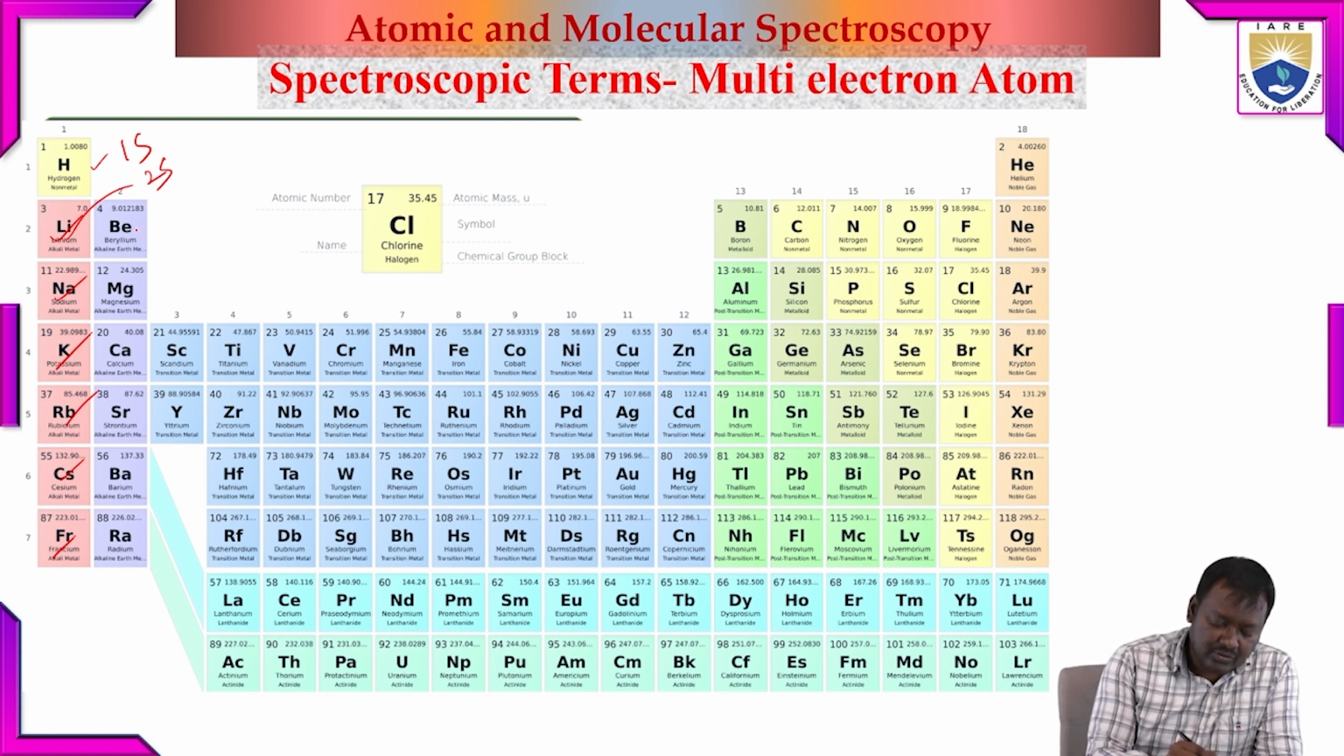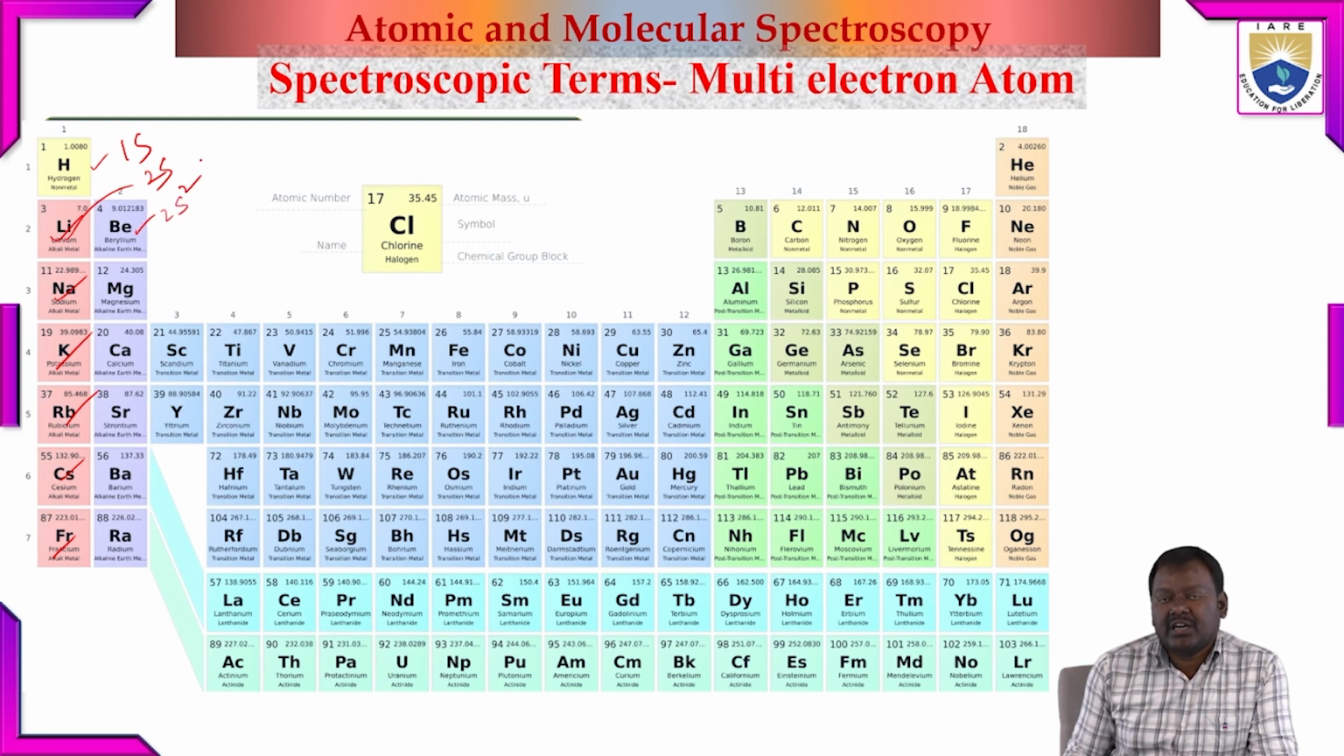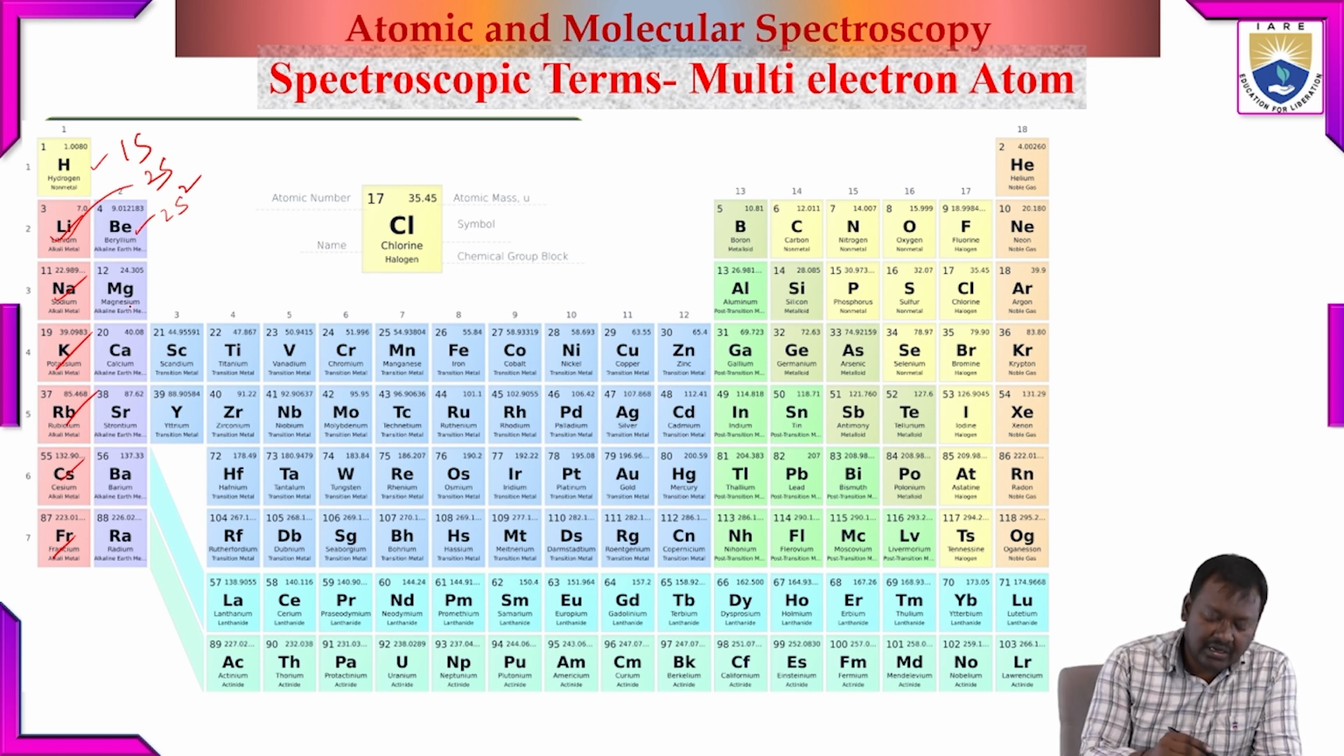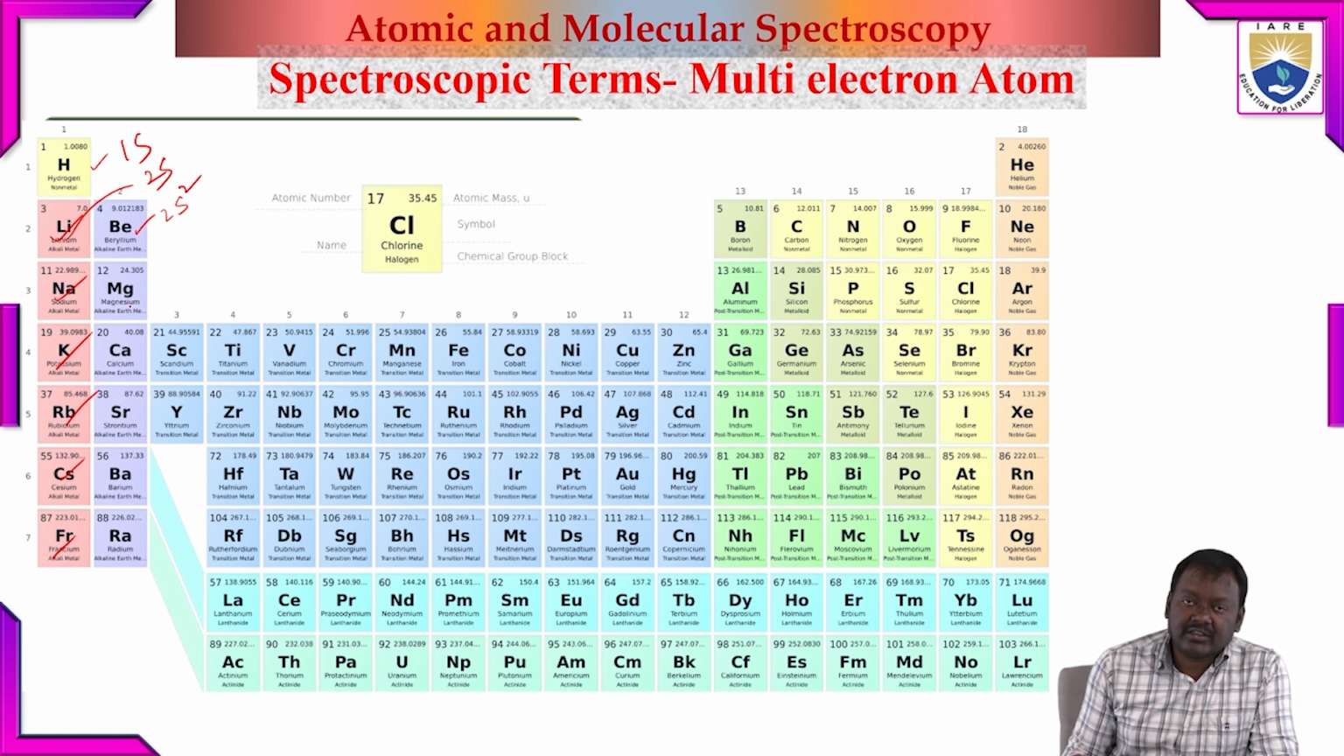There are two electrons here. The configuration is 2s2, two electrons in the s orbital. So these are called alkaline earth metals.